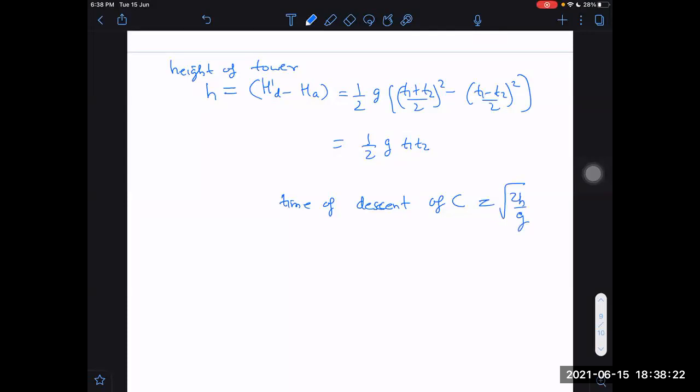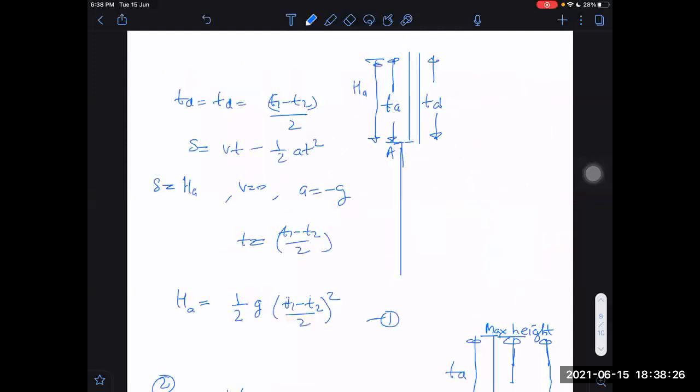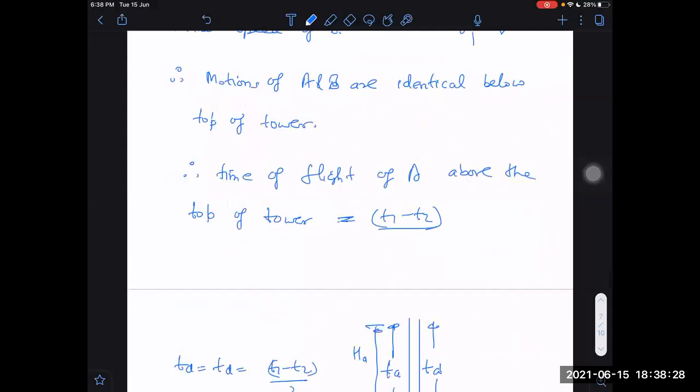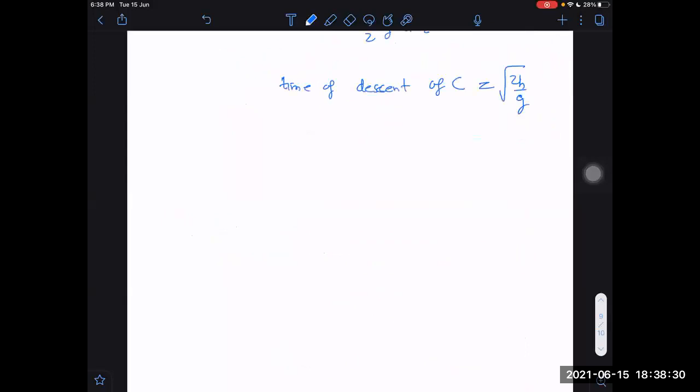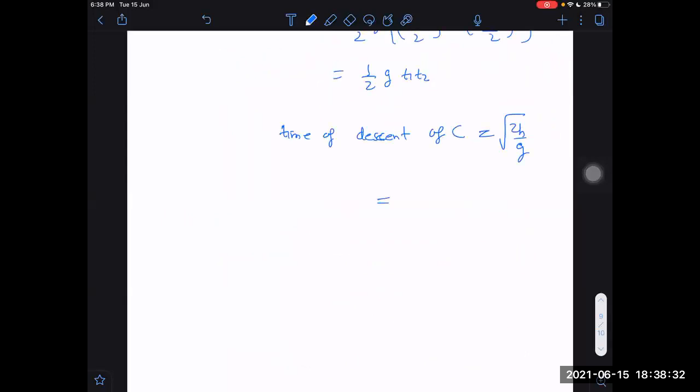What else is remaining? One more question was there. Don't say root 2H by G. H is not given to us. I should write the answer in terms of given quantities. Answer will be equal to root of 2 into half G into T1 T2 upon G, which is nothing but root of T1 T2.